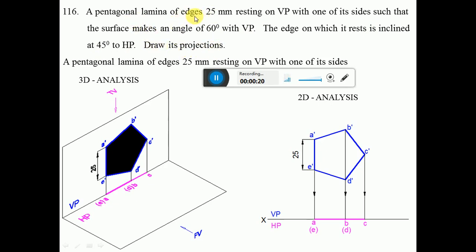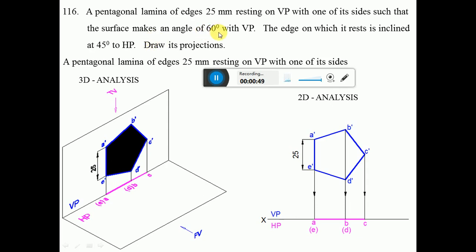A pentagonal lamina of edges 25 mm is resting on VP. Since it is resting on VP, obviously we have to start the problem in VP. That is why we started the problem in VP. With one of its sides resting on VP, the side which is resting on the vertical plane has to be perpendicular to HP. So you can see that E dash is the line which is perpendicular to HP.